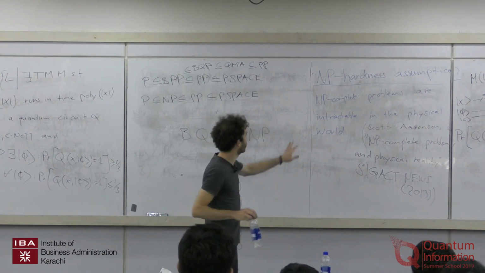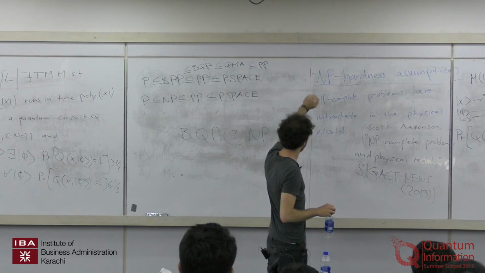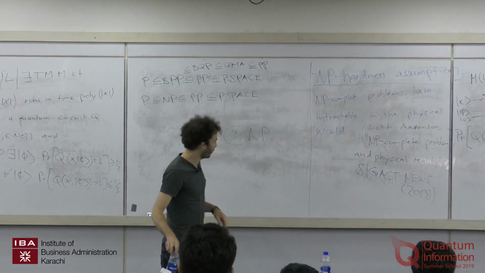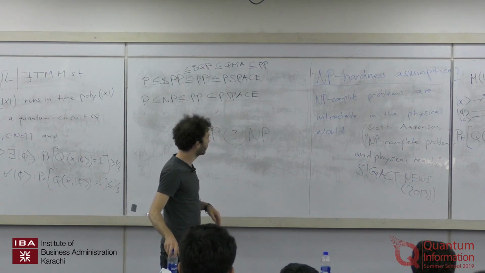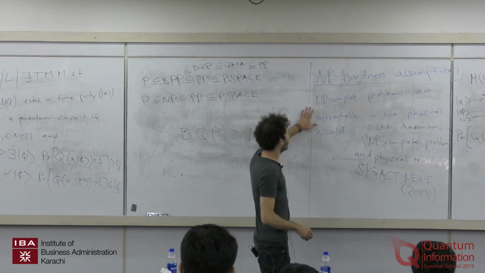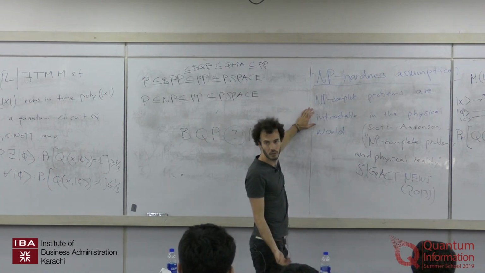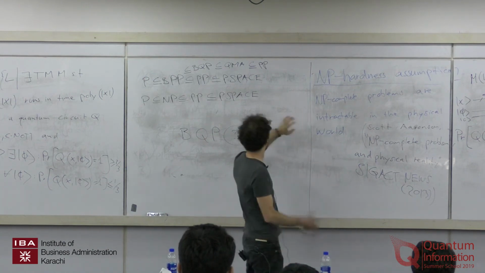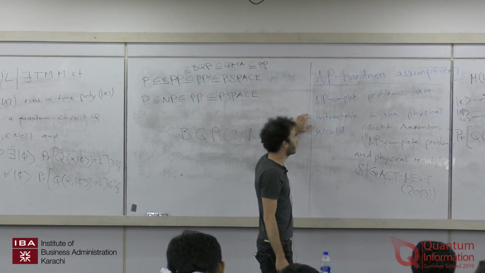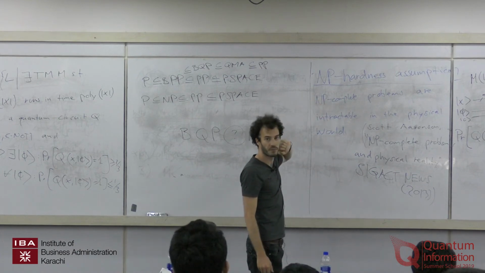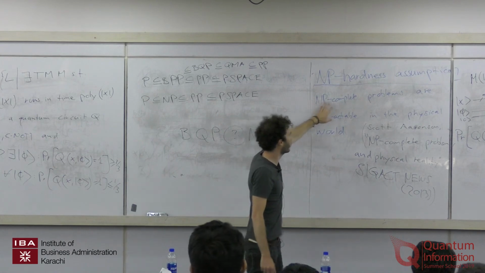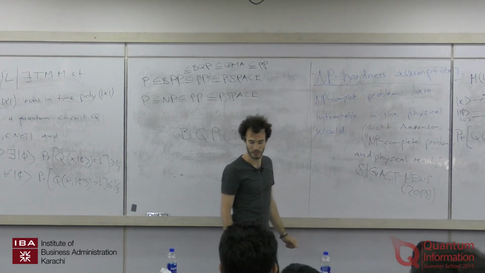So what does this NP hardness assumption say? You can read it in the following way. If you have a model of computation, like quantum computing, and that model could solve NP-complete problems efficiently, then this assumption would say that this model is not physical.